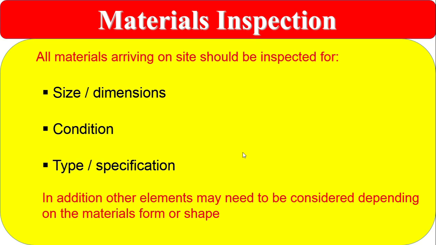Definitely, when material comes to site, there is a form in every company. What needs to be checked in that material? That is the material inspection. The minimum requirement is size and dimension, which should definitely be checked, as per the contract or as per the order, whether it is okay or not. Condition, which condition is it in? Type or specification, is it mentioned on this plate or not? These three things are very important to check when a material arrives on site.